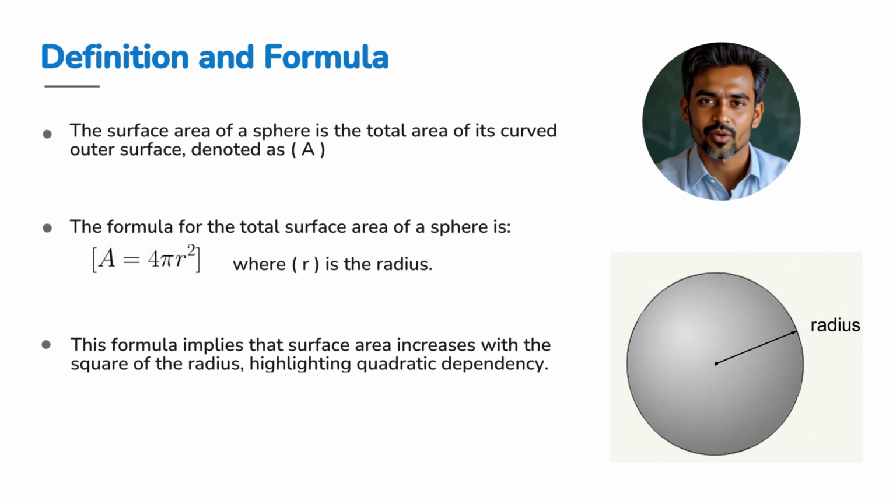Before we jump into how this formula is derived, let's pause for a quick mental check. If you triple the radius of a sphere, by what factor does the surface area increase? Exactly, 9 times, because 3 squared is 9. Shabash. Ready to see how this formula comes to be? Let's break it down next.